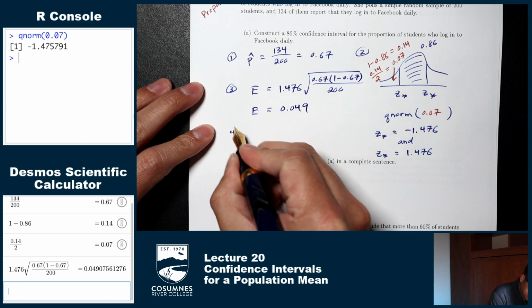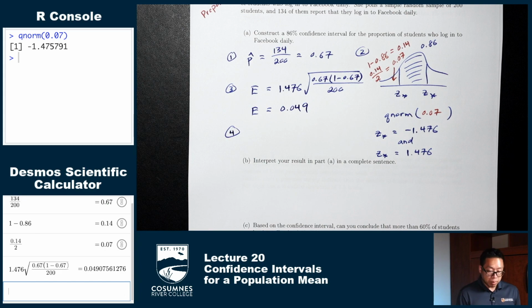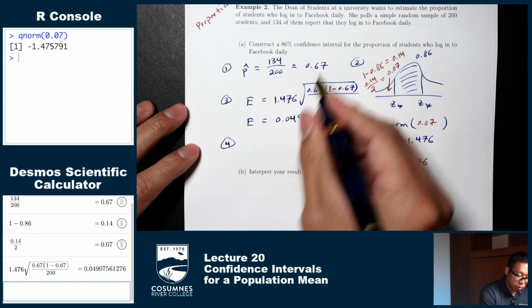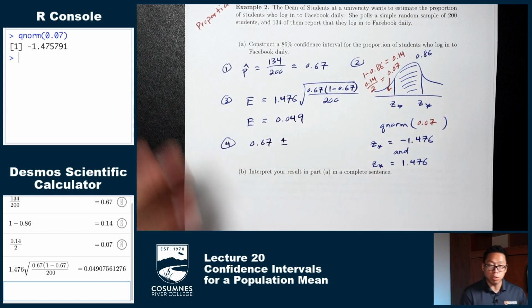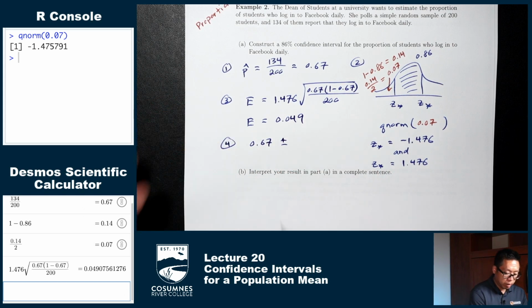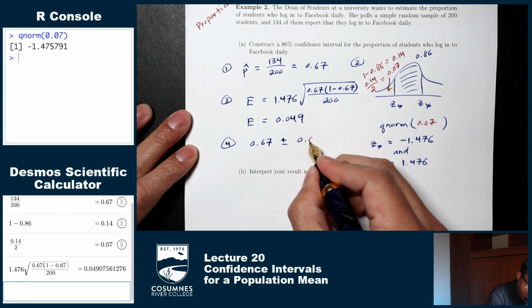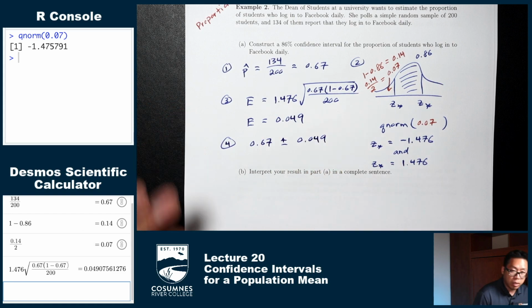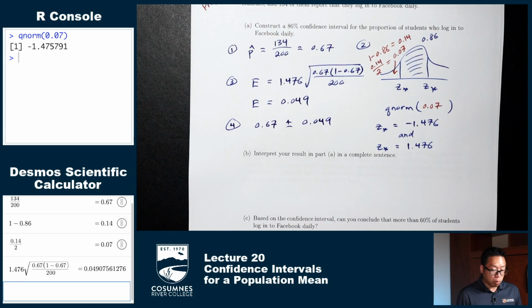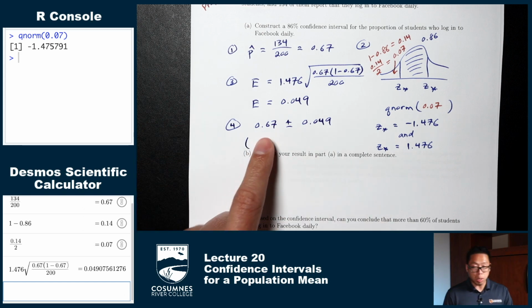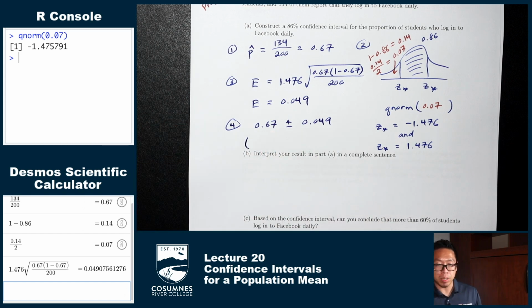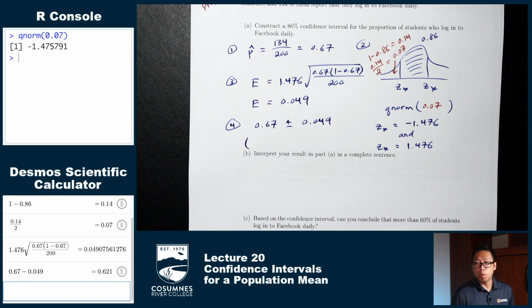Last step, the point estimate, which is from step 1, 0.67, plus or minus the margin of error, which is from step 3, 0.049. Then to find our interval, I want the low number and the high number. To get the low number, we'll subtract. So 0.67 minus 0.049 is 0.621.